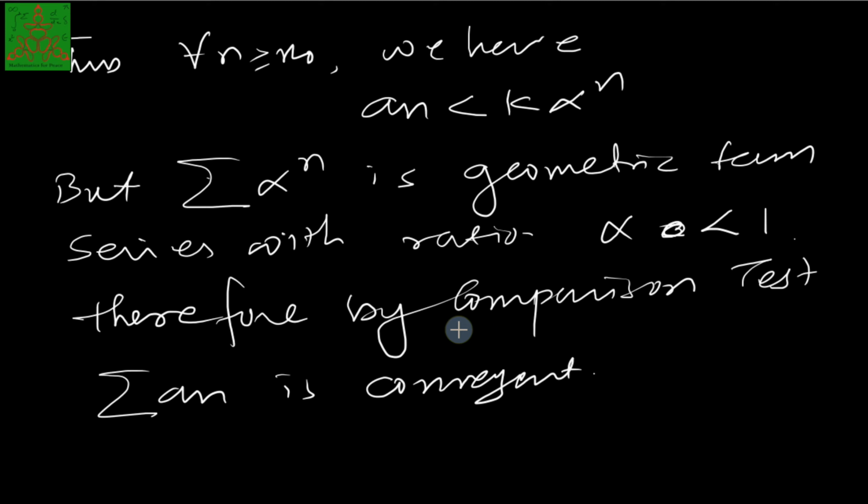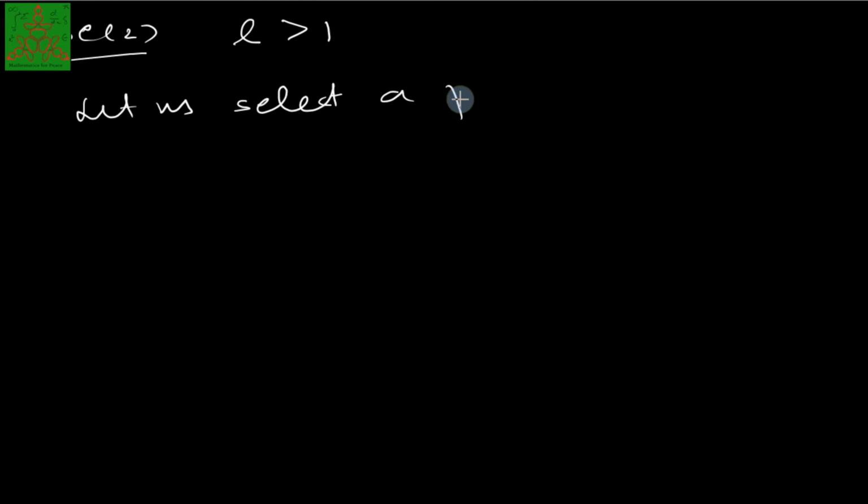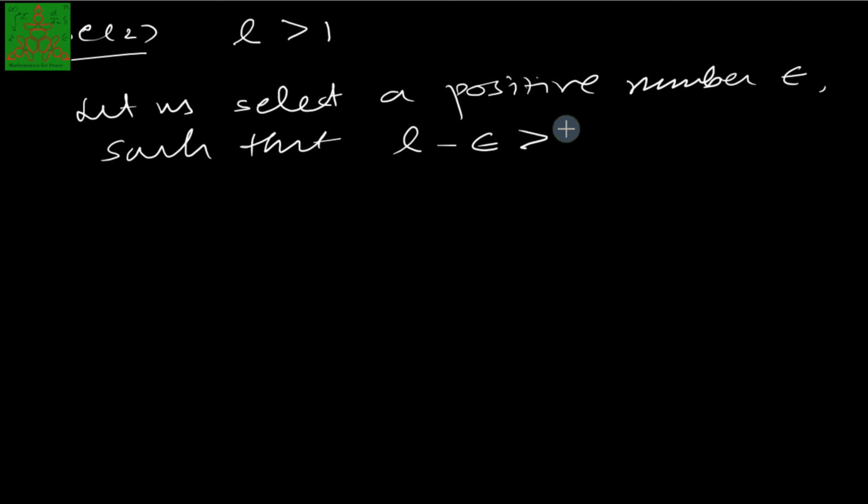That is, if the value of L is less than 1, then we can say that the summation of a_n is convergent. Let us try to do case number 2. Case 2 says that L is greater than 1. So let us select a positive number epsilon such that L minus epsilon is greater than 1. Let us consider this L minus epsilon equal to beta, which is greater than 1.